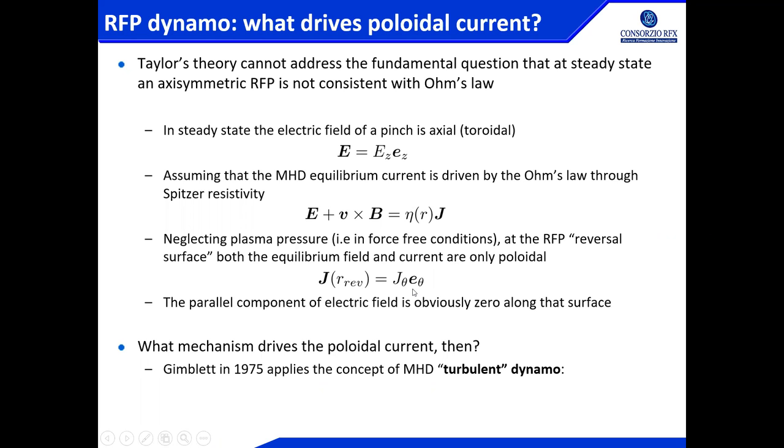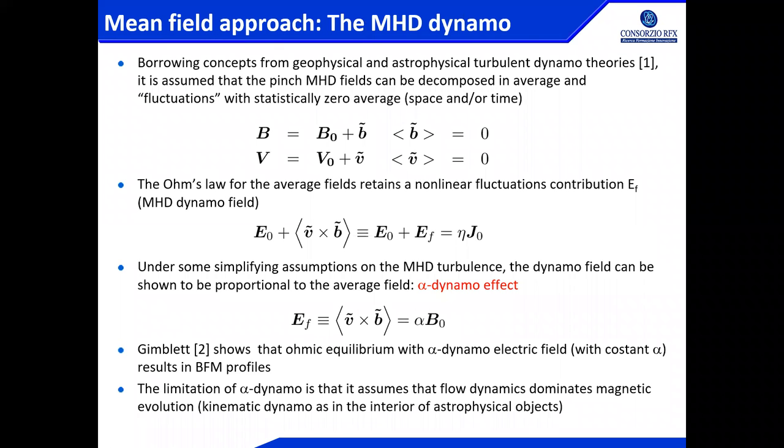And here comes another idea, which is parallel to the idea of Taylor, which is the concept of a turbulent dynamo, or the dynamo field, which is from about the same years. The idea is, let's imagine that you have your RFP plasma, which has some kind of turbulence and which can be split in two parts. So you have your equilibrium, B0, and the fluctuating part, with zero average, either in space or in time.